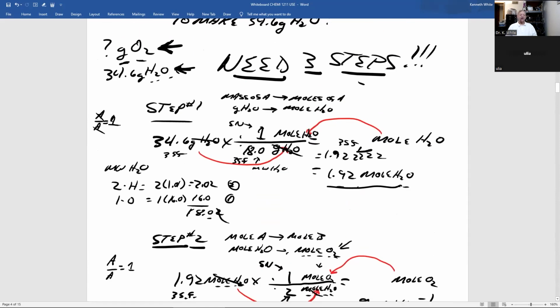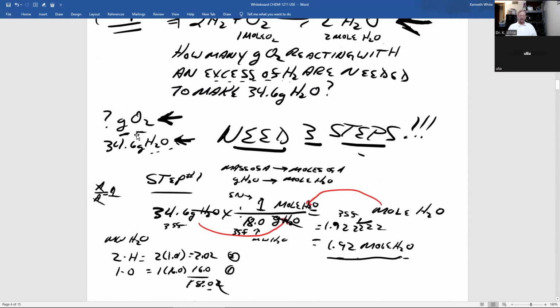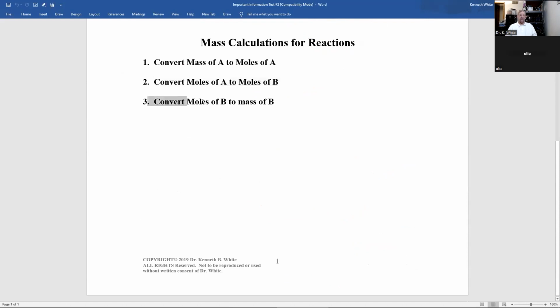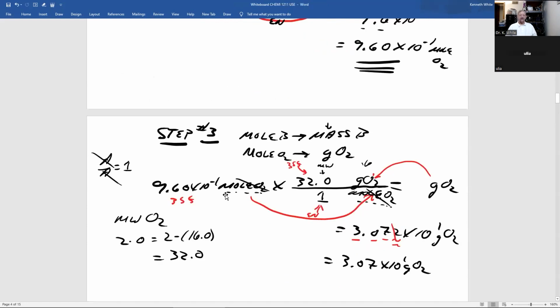Are we done? No, we're trying to get to grams of oxygen. So now we have to use step 3 of the 3 steps. And step 3, in case you forgot: moles of B, what we just did in step 2, we convert to grams of B. Mass is grams. So I have moles of O2, that's my B, what I just calculated in step 2. I want to get the grams of oxygen, my mass of B. I have moles of O2, and I want to get the grams of O2.